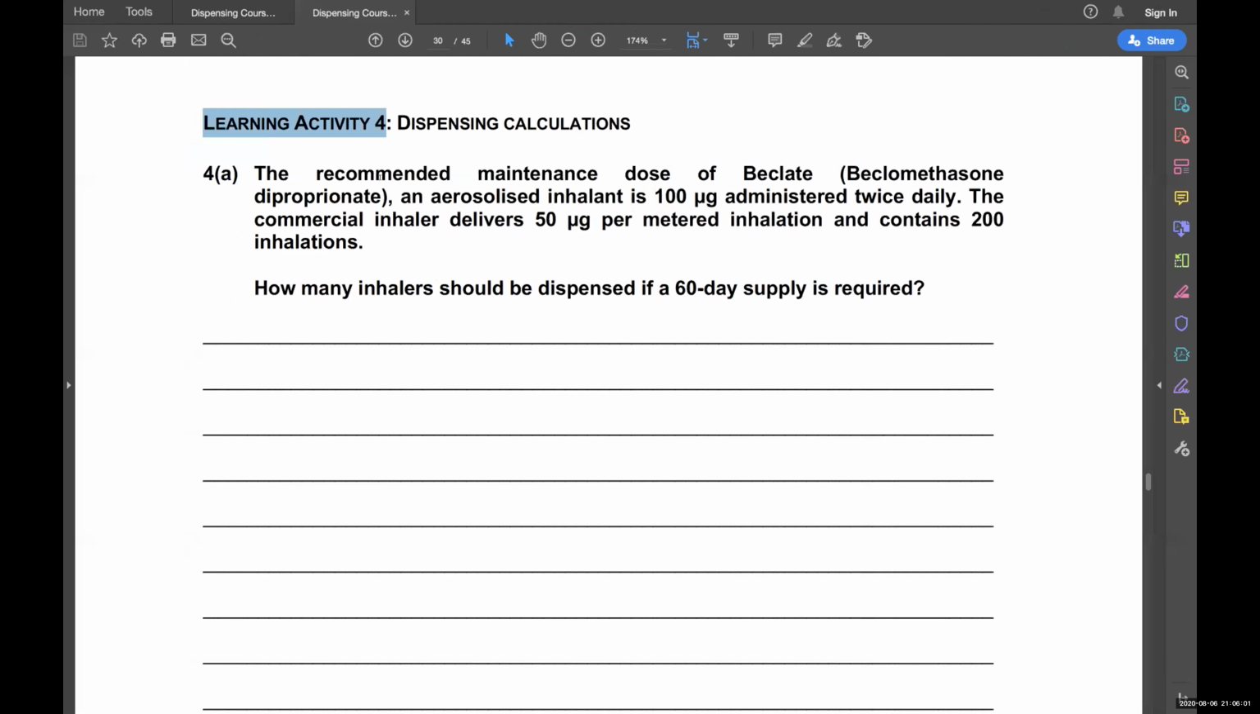So that is the question we are asking here. The recommended maintenance dose for Betlate is 100 micrograms twice daily, right? And when you buy it, it's able to give you 200 inhalations, and each inhalation is equivalent to 50 micrograms. So they're asking here, how many inhalers must you dispense if you want to give a 60-day supply?